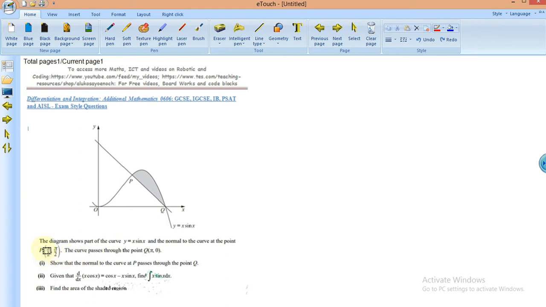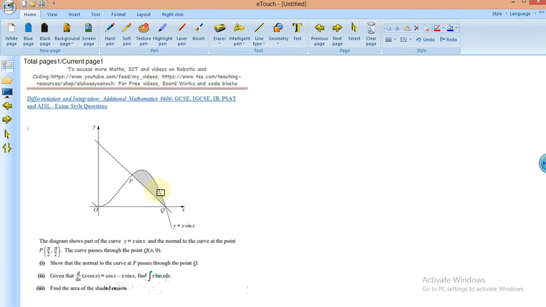So the question reads: the diagram shows part of the curve y equals x sine x and the normal to the curve at the point P (pi over 2, pi over 2). The curve passes through the point Q (pi, 0). The first part says show that the normal to the curve at P passes through the point Q. The second part says given that dy/dx equals this, we should integrate this, and finally find the area of the shaded region.